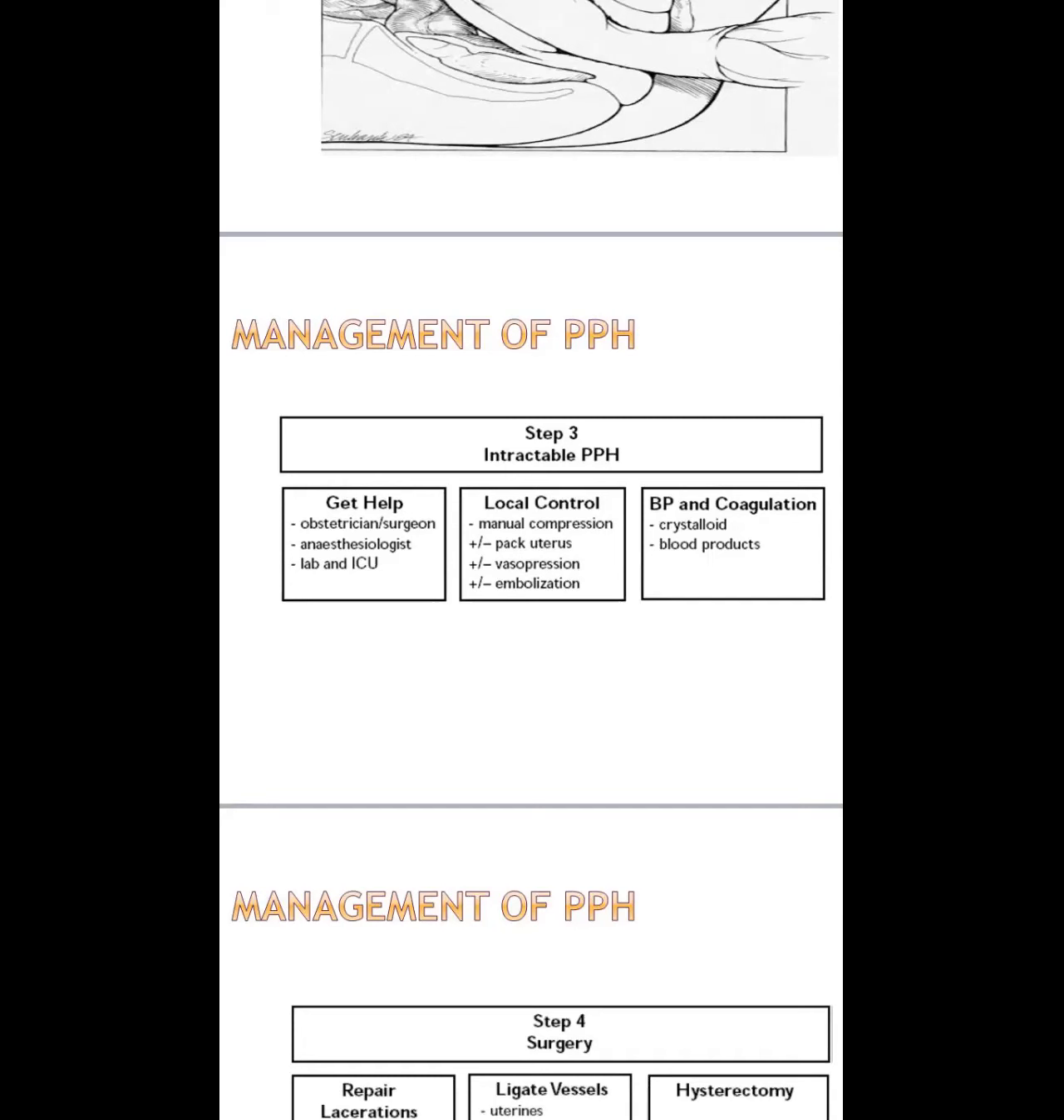The third one is intractable PPH, which is not controlled by all the above steps we mentioned. Now you should call for help: the senior obstetrician, surgeon availability, anesthetist, lab and ICU, to inform them that you're having a patient with intractable PPH. Local control with manual compression, packing the uterus, vasopressin, plus or minus embolization. Monitor BP and coagulation, give crystalloids, keep blood available, and for coagulopathy give blood products, either whole blood, concentrated blood, or fresh frozen plasma according to the problem.